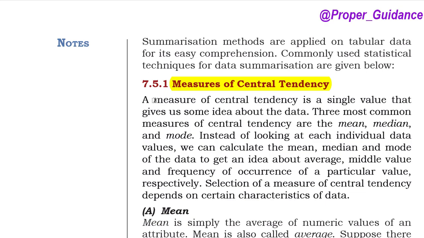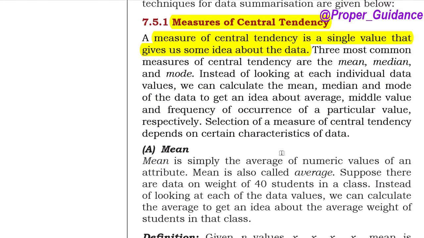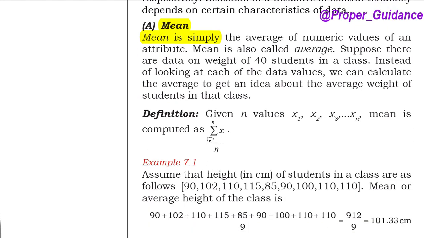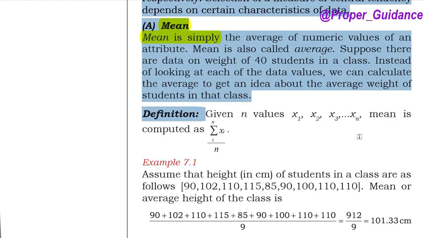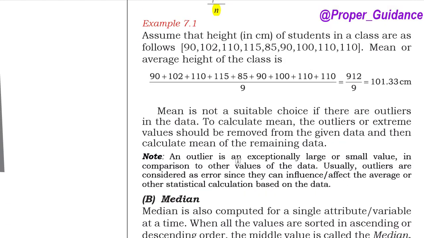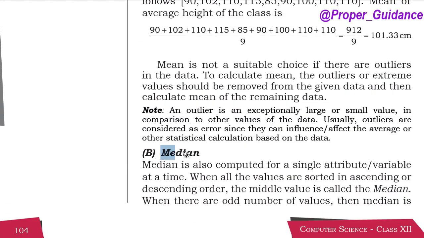What it means, a measure of central tendency is a single value that gives us some idea about the data. This is mainly from the statistical data part. It depends on the mean, which you have to calculate. Mean is simply the average of numeric values of an attribute. So, by the given condition, from the formula, we can compute the value and get some idea from that. And such as median also.